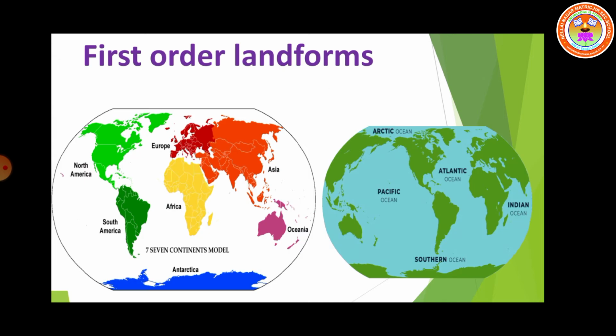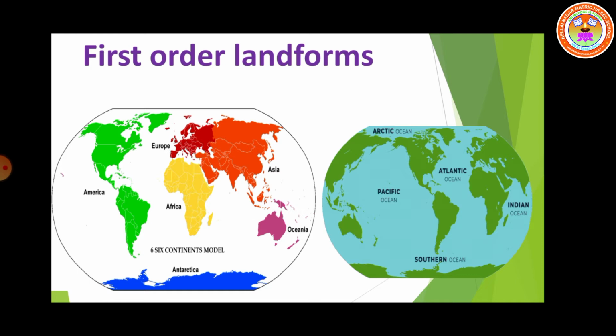First, let us see first order landforms. Continents and oceans are grouped as first order landforms. What are continents? The vast land masses on the earth are called continents. See the first picture. These are continents. What are the continents? 7 continents. Asia, Africa, North America, South America, Antarctica, Europe and Australia.